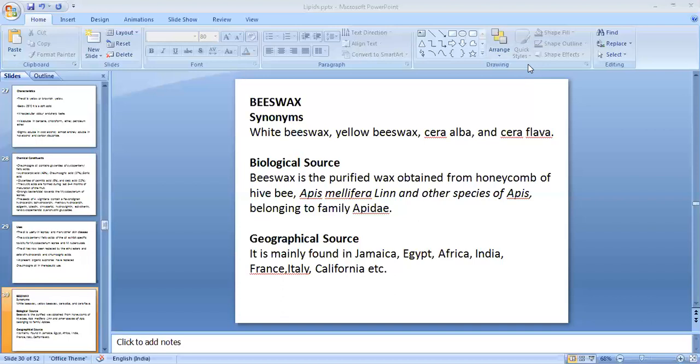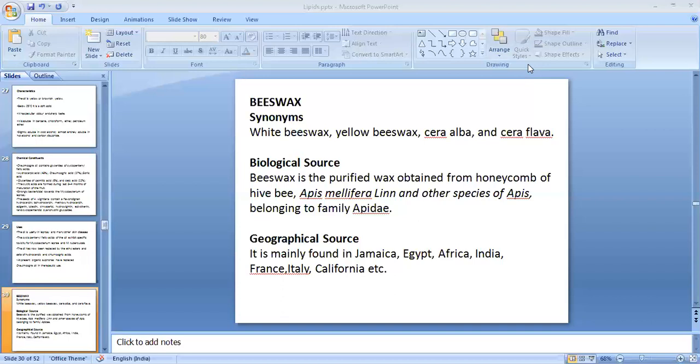As such, when you are isolating the beeswax or the waxy material from the cappings of the honeycomb without bleaching, it is yellowish in color or yellowish brown in color, which is called your yellow beeswax. And after bleaching, the color is removed, which becomes white. It is called white beeswax.